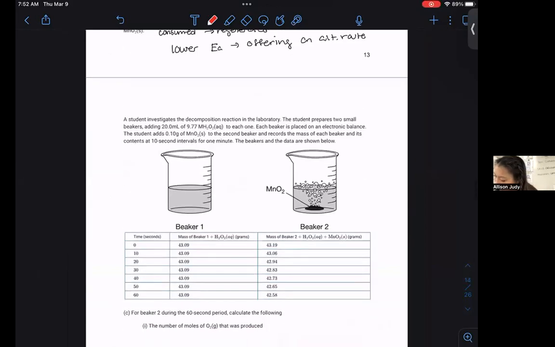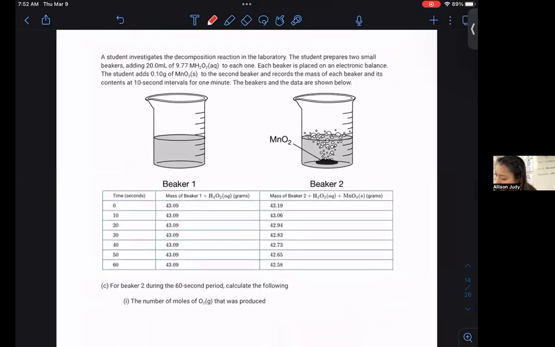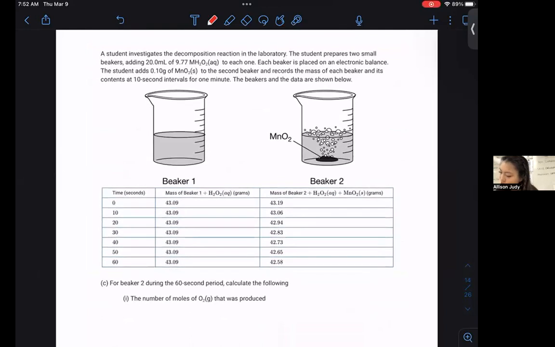A student investigates the decomposition reaction in the laboratory. The student prepares 2 small beakers, adding 20 milliliters of 9.77 M H2O2 to each one. Each beaker is placed on an electric balance. The student adds 0.10 grams of MnO2, our catalyst, to the second beaker and records the mass of each beaker and its contents at 10-second intervals for 1 minute. If you are catching on, this is totally a rate law based question based on actual data.